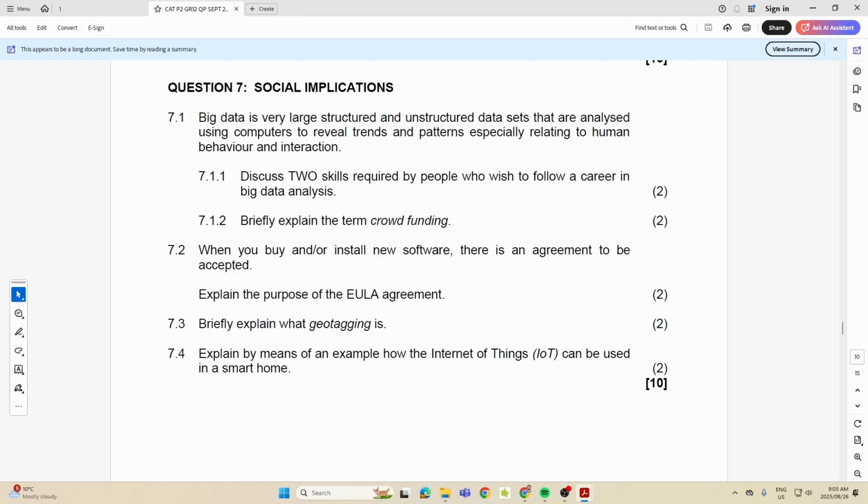So in 2024, they spoke about, there's one term there, big data. Big data is very large structured and unstructured data sets that are analyzed using computers to reveal trends and patterns, especially relating to human behavior and interaction. Discuss 2 skills required by people who wish to follow a career in big data analysis. So you'll have to actually have analytical skills. You need to have a bit of creativity, the ability to create new methods to gather data, to interpret data.